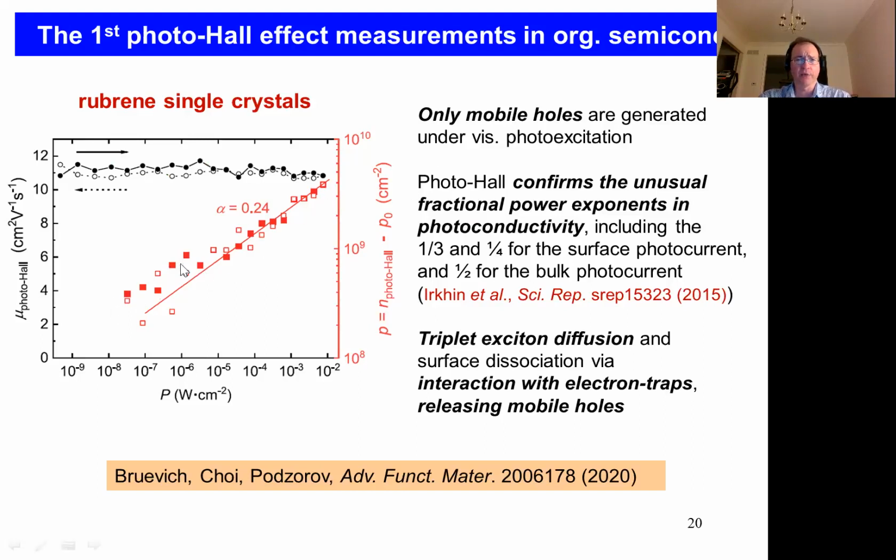Also, in these measurements, we can separately measure the photocarrier density. It is shown here by these red data points, again as a function of incident light intensity. And you can see this strange power law. This is a double log plot. So this power exponent is 1/4. And in fact, it is consistent with some previous observation. By the way, in some lower quality samples, we see 1/3 also. It depends on the regime.